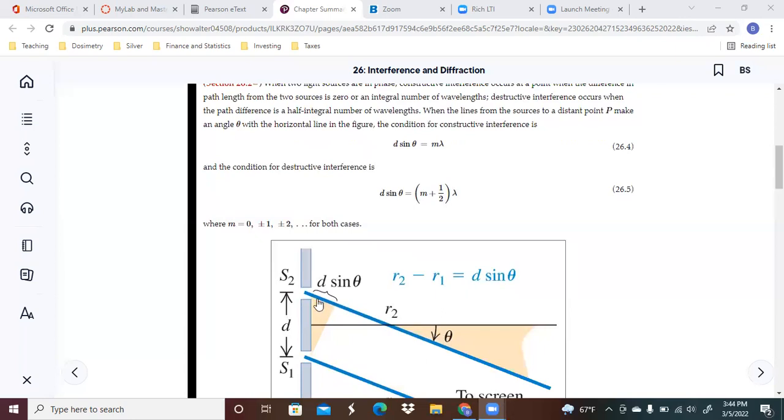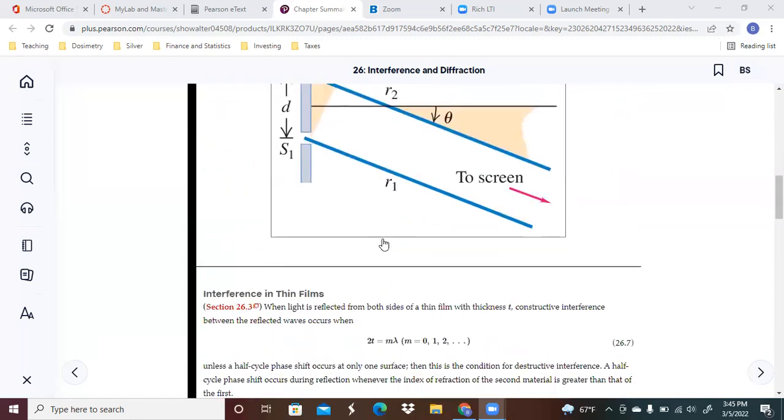which makes an angle here, if you take whatever this distance d is, and you take the sine of that particular angle here, which happens to be the same angle here, d times the sine of that angle is going to give you the length here. So if this is equal to some integral number times the wavelength, you end up with constructive interference. The condition for destructive interference is going to be when that is half of a wavelength apart.